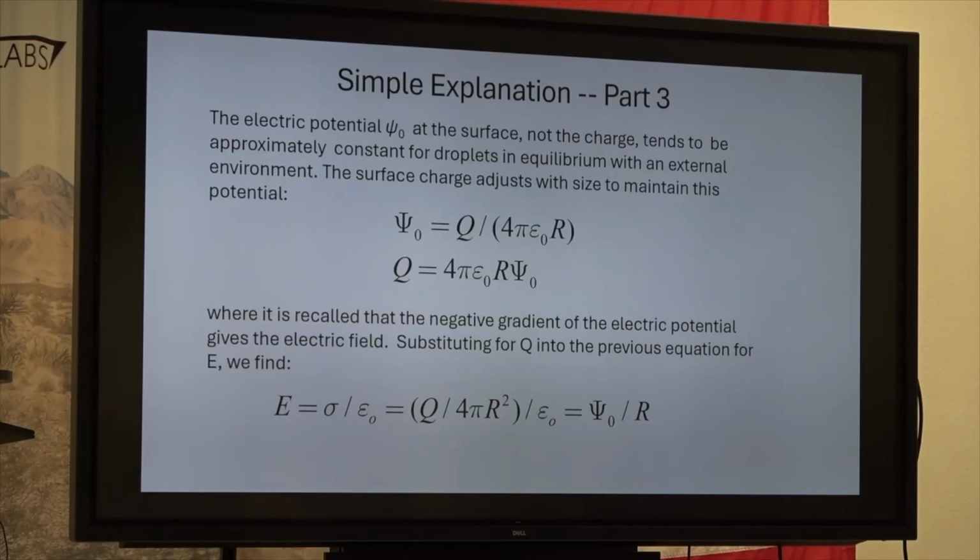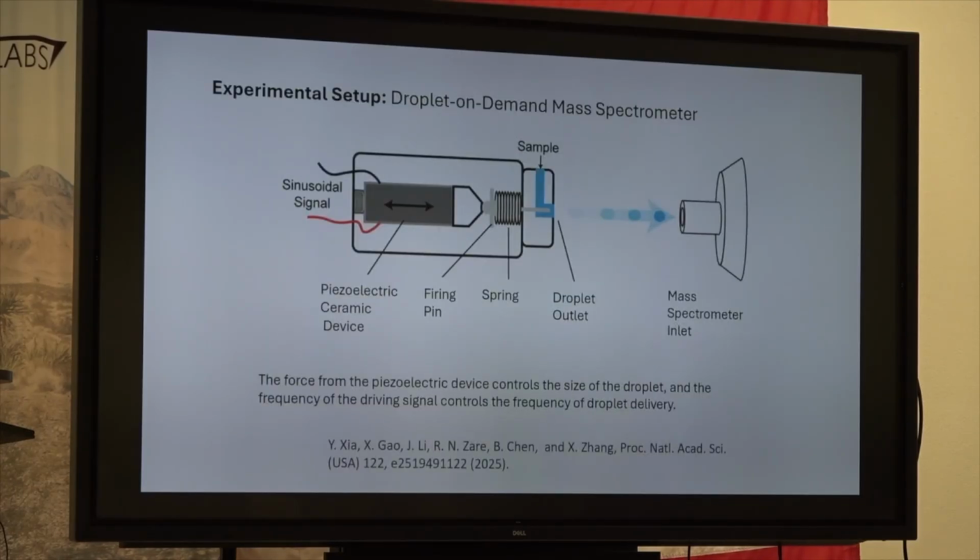Substituting it, taking the derivative, we see that the electric field is really proportional to psi naught over r. Psi naught is a constant over r. That's our radial dependence that I'm telling you about. Let's prove it experimentally. Enough of this theory. Okay, fine. Let's now see if this is really so.